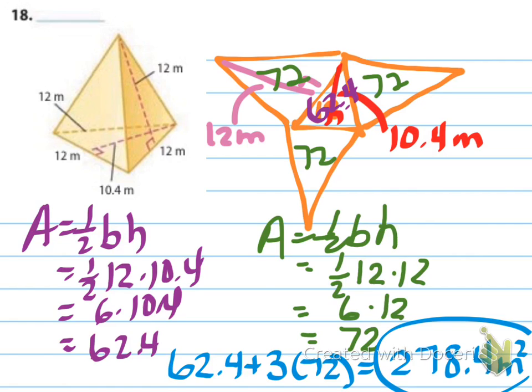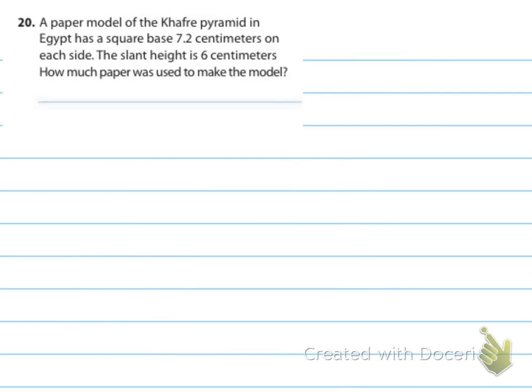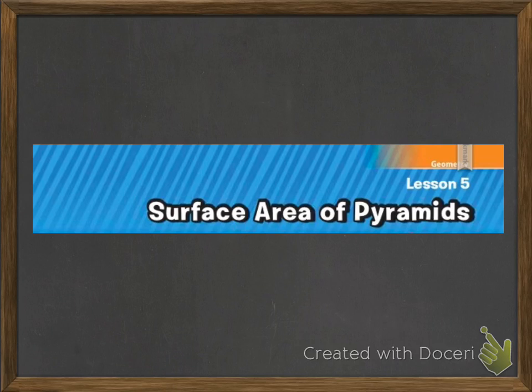All right, so the answer for this one is 278.4 meters squared. I found that the base was going to be 62.4 meters squared, and then the area of each of the lateral faces would be 72 meters squared, and so adding them all together, 278.4 meters squared. Yay! Last one. I promise this time for real. See the next slide? It's done.